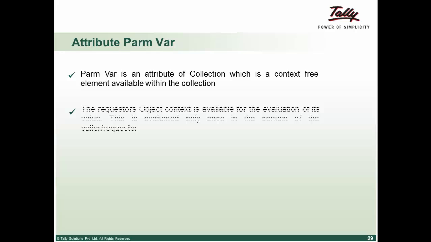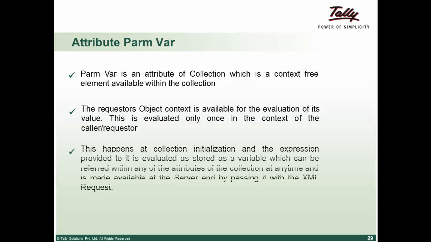So the palm-var is a context-free element within the collection. Anywhere you call it within the collection, the requester's object context is available for evaluation of its value. Whatever you term as the requester context for an object is what you can call in the palm-var. It is evaluated only once, in the context of the caller or the requester.